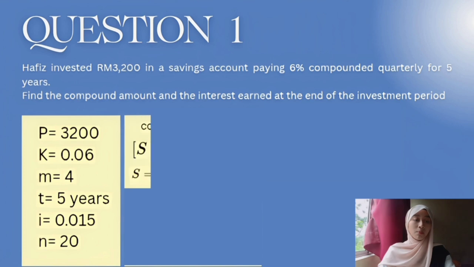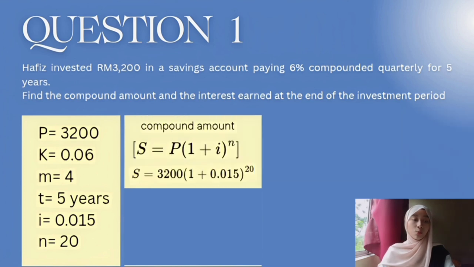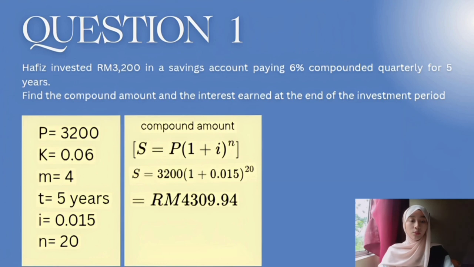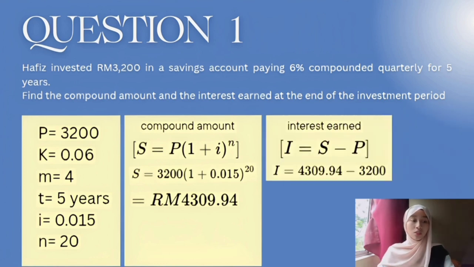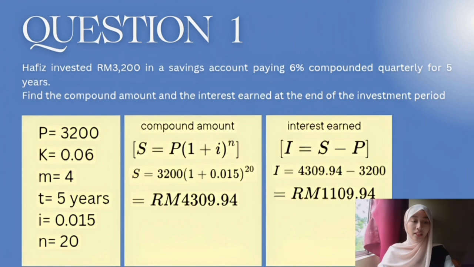Next, you must find the compounded amount by using S equals P(1 + I)^N. You can substitute the letters with the amounts given in the text. Then, the total for the compounded amount will be 4,309 ringgit and 94 cents. With that, we can find the interest by using I equals S minus P. The interest will be 4,309 ringgit and 94 cents minus 3,200, and we will get 1,109 ringgit and 94 cents.